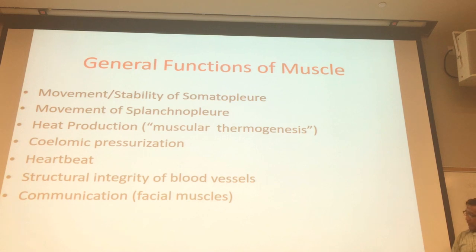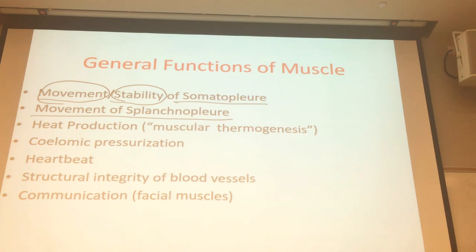Now, what we want to understand is, what is muscle good for? Some of the things that muscle can do: we know it's going to contract, and the contraction gives you some movement, but contraction also gives you stability. If you are balancing, you have to contract muscles to balance. That's going to be for your somatopleure, your conscious control skeleton. The other thing that muscle does, not skeletal muscle but smooth muscle, is movement of your splanchnopleure, your guts, your stomach, your intestines. You move food through there. That's smooth muscle of your splanchnopleure.